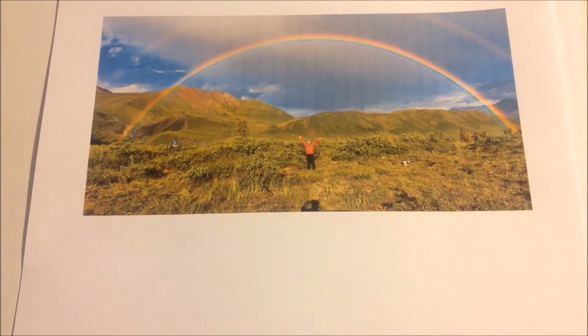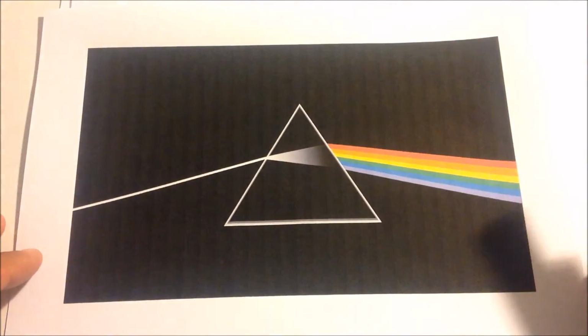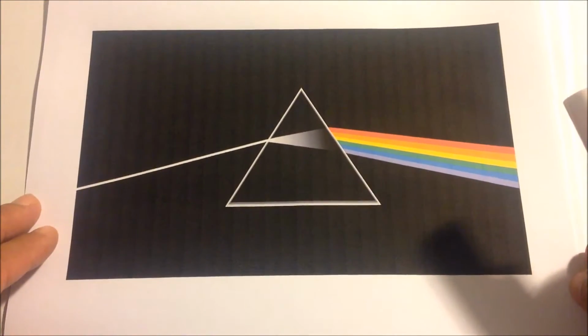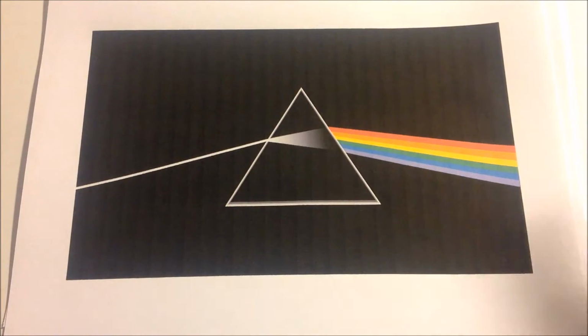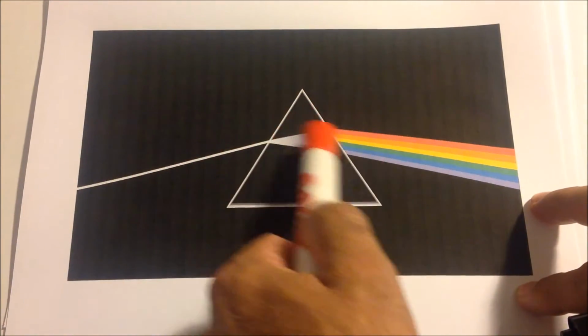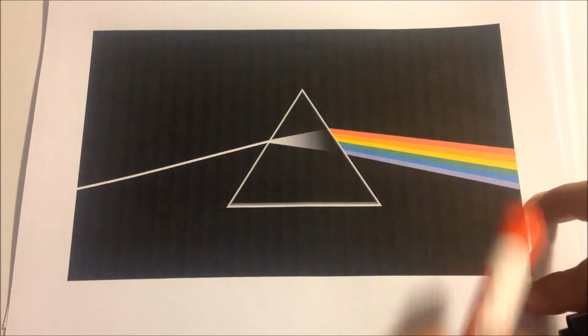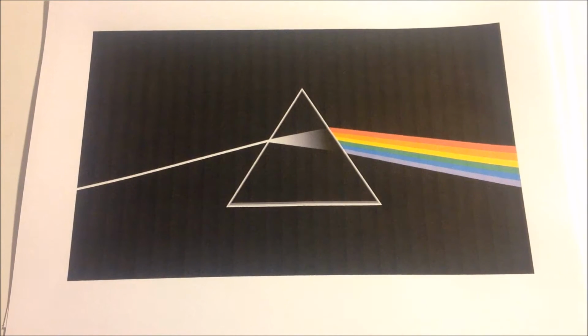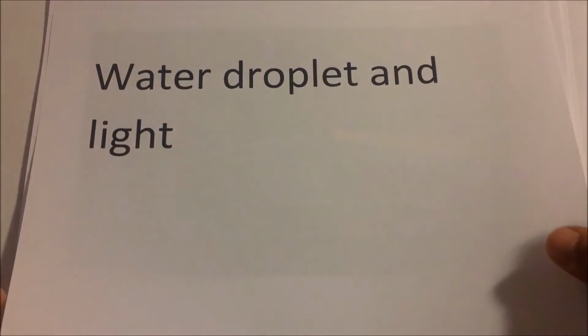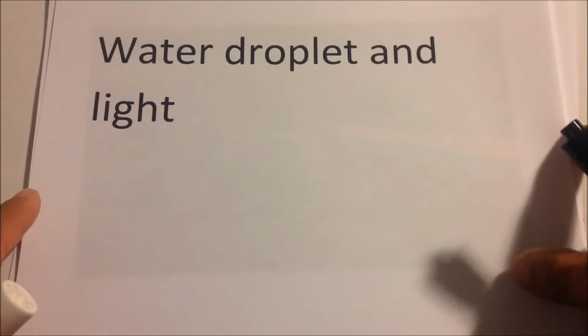How a rainbow forms, it's like a prism. You know a prism. So here's a picture of the album cover to Pink Floyd's Dark Side of the Moon, famous album. So we know that white light comes in and comes out as a prism of colors. The same thing happens with a rainbow. We're going to talk about water droplets and light.